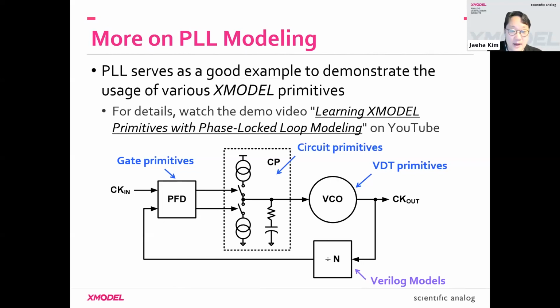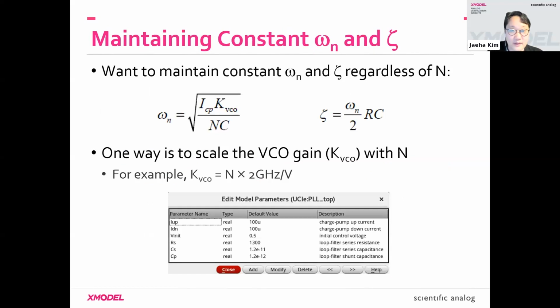And all of that can be done within the SystemVerilog using the XMODEL primitives. So for the requirement on maintaining constant bandwidth, here are the expressions for the natural frequency and the damping factor zeta. I'm not going to describe the derivation process, but the point here is that the natural frequency is a function of the charge pump current, VCO gain, the dividing factor, and the loop capacitor. And among them, the N factor is going to change.